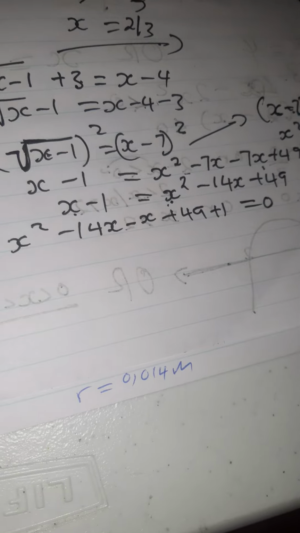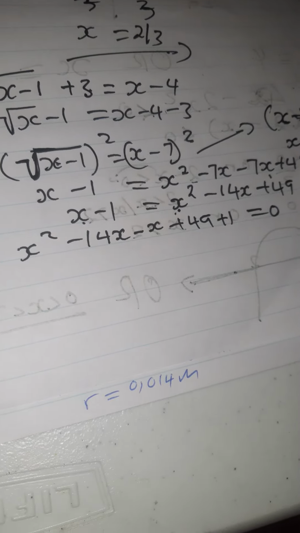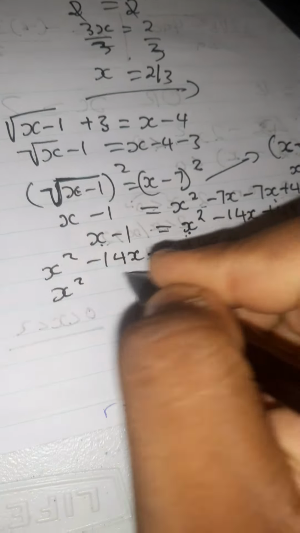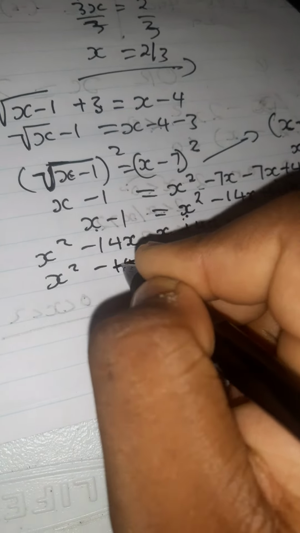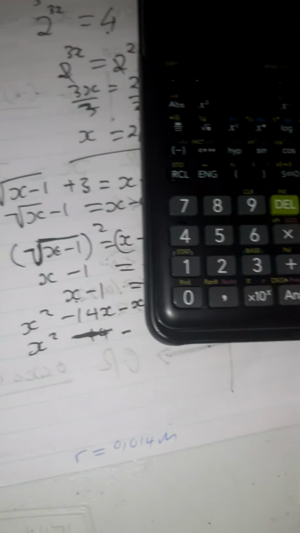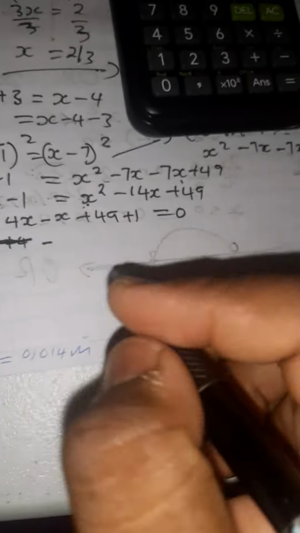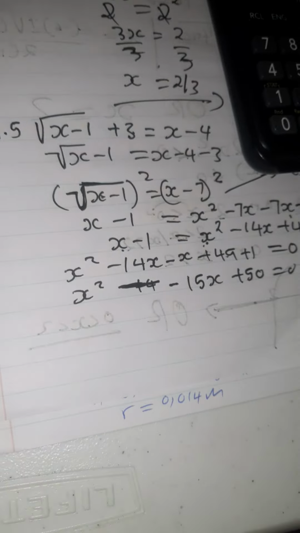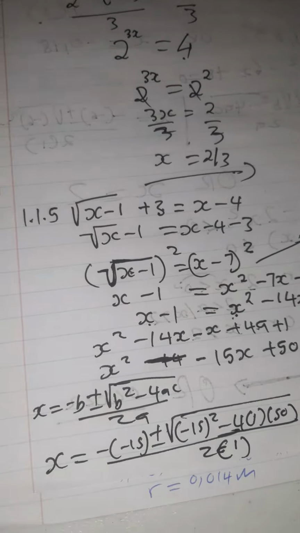You understand? It is equal to 0. So now let's do our maths. x squared minus 14, negative 14 minus x is negative 15x. 49 plus 1 is 50, is equal to 0. Then that's when we will apply our quadratic formula. Let me apply it. So I have applied my quadratic formula, or let me calculate the answers.